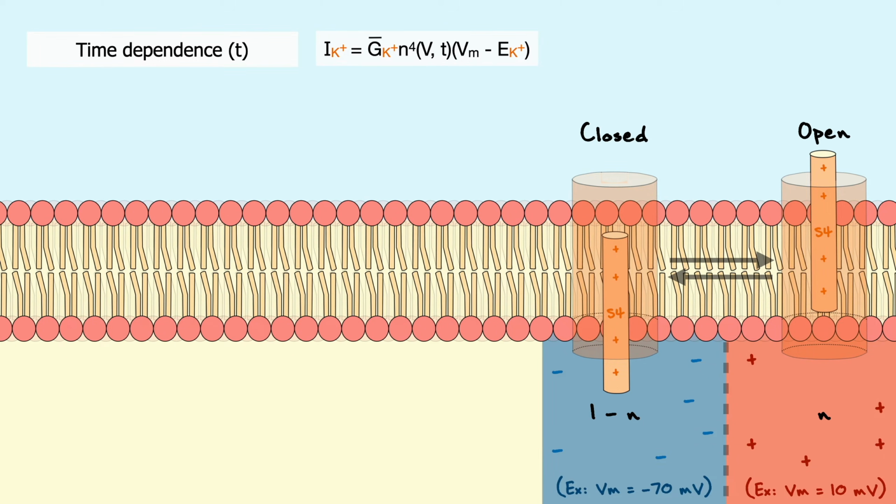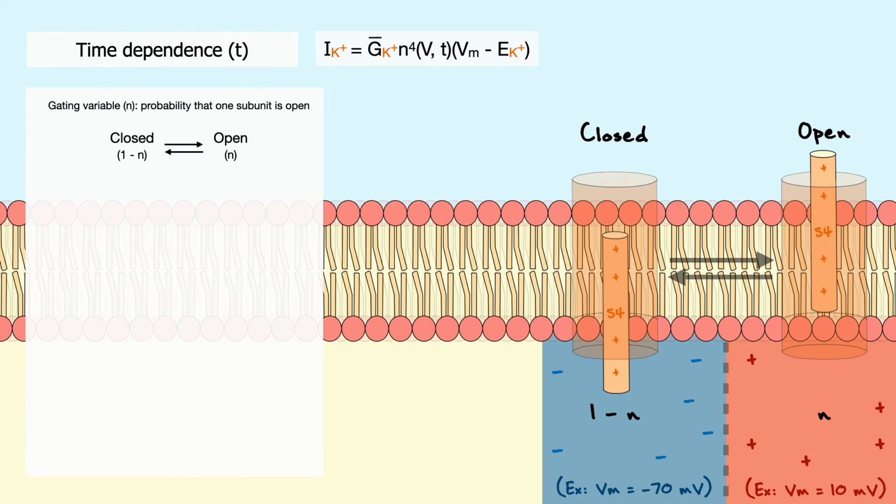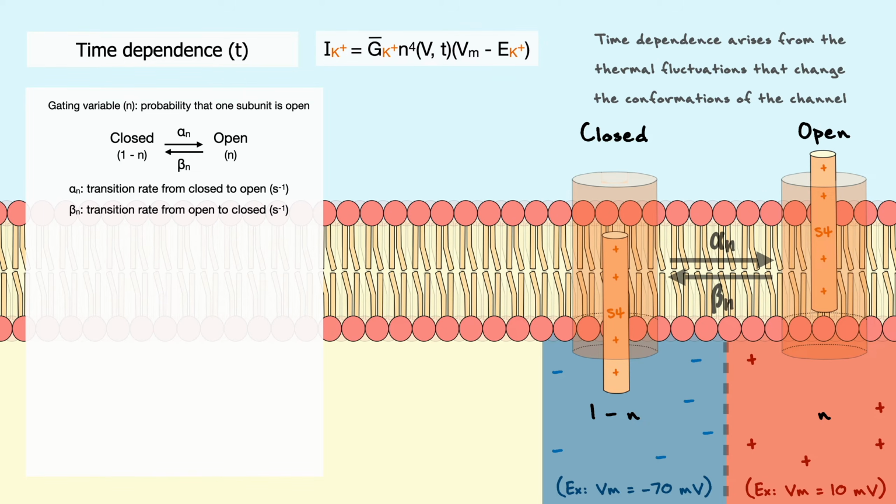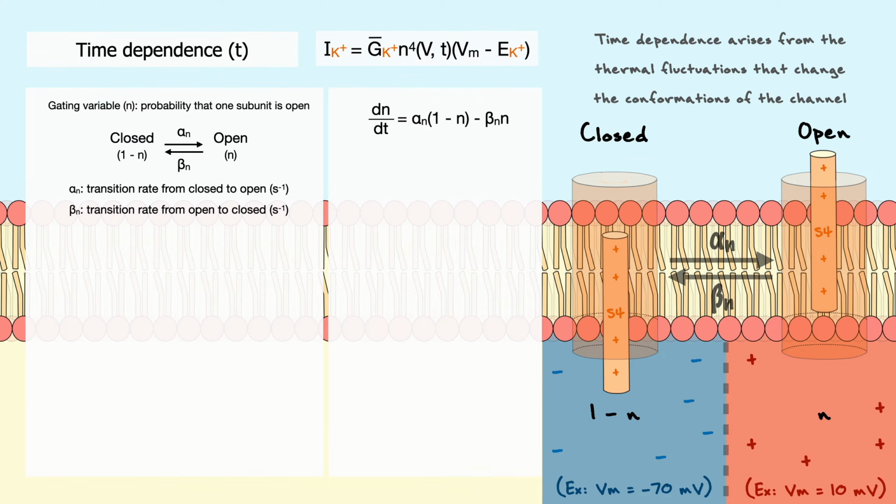The change between the open and closed state can be modeled as a simple rate equation with 2 transition rates. The first rate, alpha n, describes the transition from closed to open, and the second rate, beta n, describes the transition from open to closed. Both rates have units of per second. The time dependence here arises from the fact that the conformational change, from closed to open or vice versa, involves thermal activation. When Hodgkin and Huxley developed this model, the two scientists assumed that the rate of change of the gating variable with respect to time could be described as this first-order differential equation.